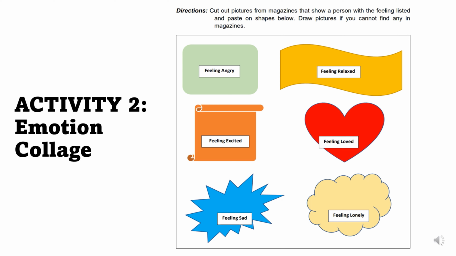Activity 2. Emotion collage. The purpose of this activity is to increase awareness of emotions in others and to be aware of facial expressions and body language. Directions: Cut out pictures from magazines that show a person with the feeling listed and paste on shapes below. Draw pictures if you cannot find any in magazines.